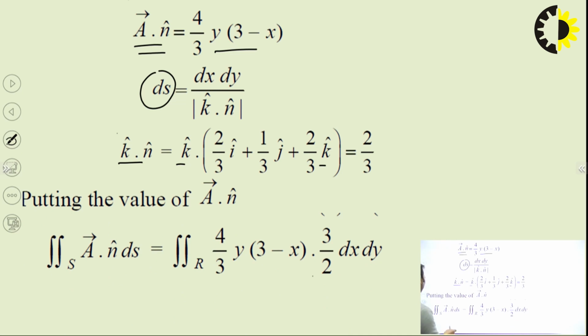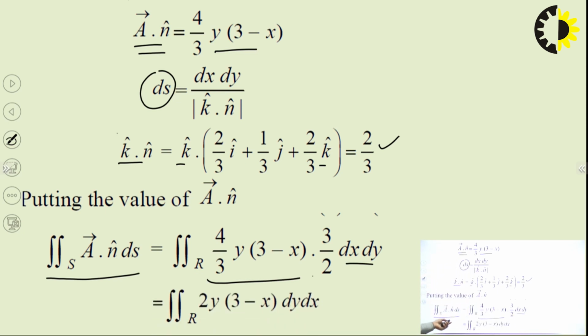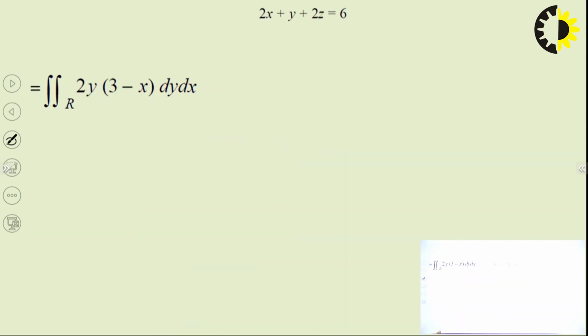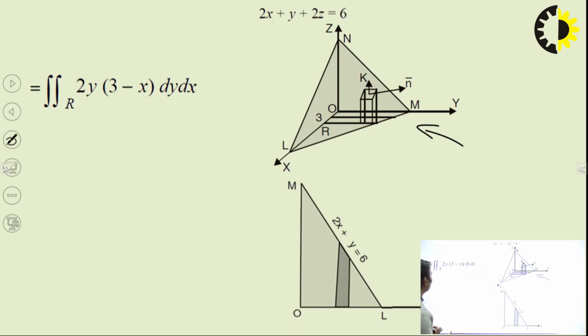Now student, getting the integral, which is the double integral of a dot n cap ds, we will have the value of k dot n cap, then dx dy, and the value of a dot n cap. We can very simply integrate this. Now the only thing is to calculate the limits in this question. Basically it is the representation of the given curve, right?